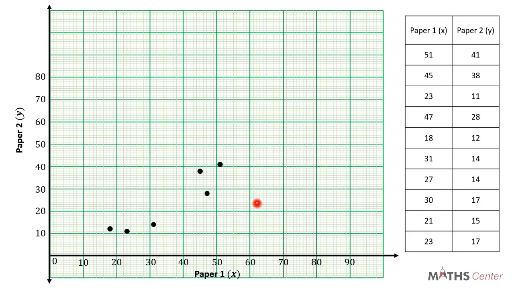(31, 14) will be here. We have (27, 14). (27, 14) is here. We have (30, 17). (30, 17) will be here. We have (21, 15). (21, 15) is here. And the last one is (23, 17). (23, 17) is here. So this is our scatter diagram. Let's move on to the next part of the question.